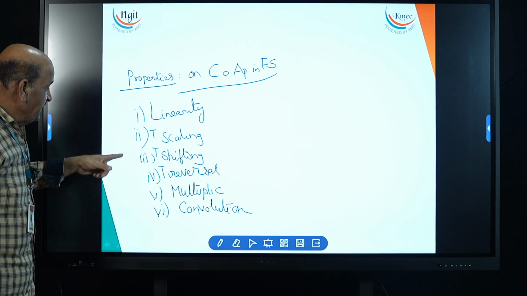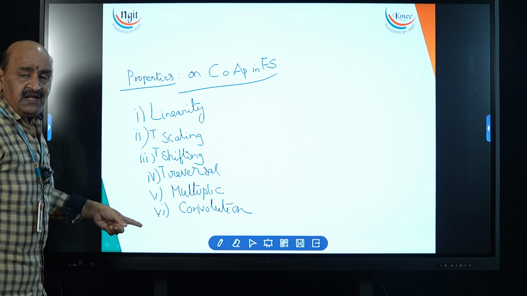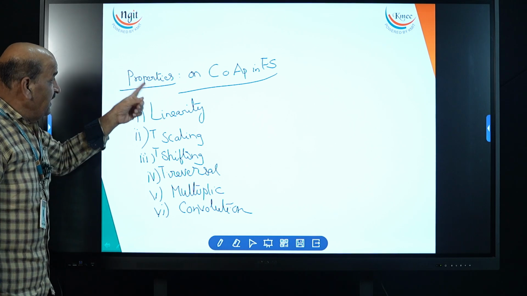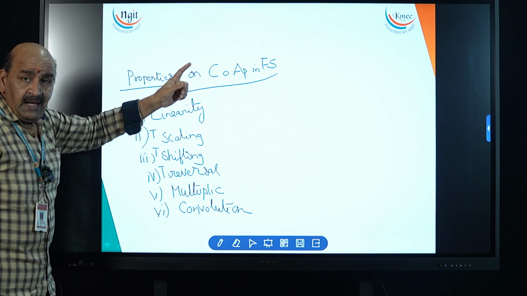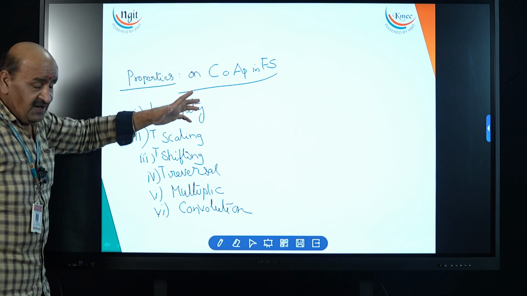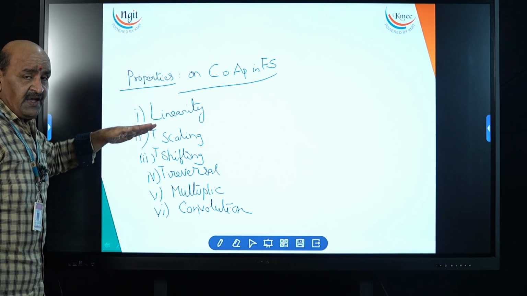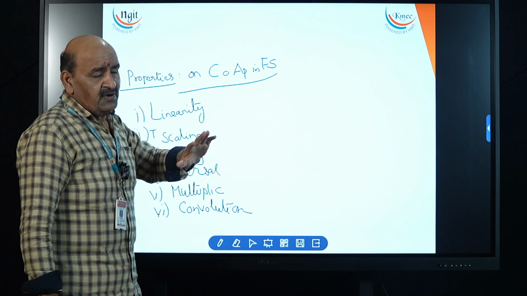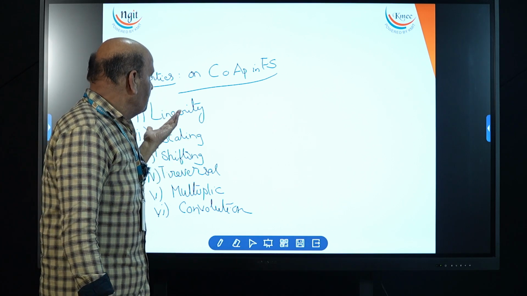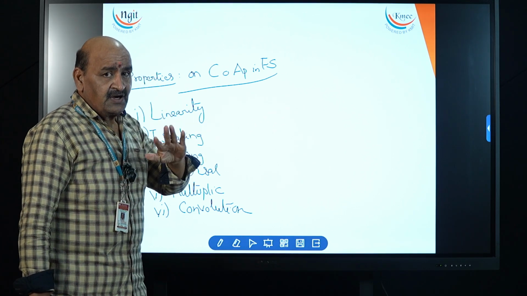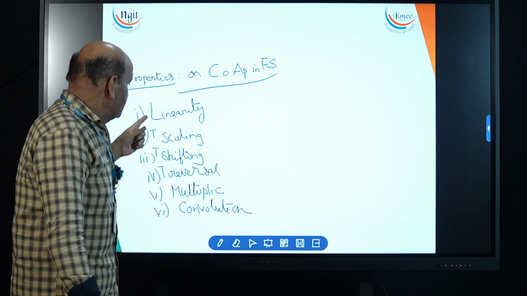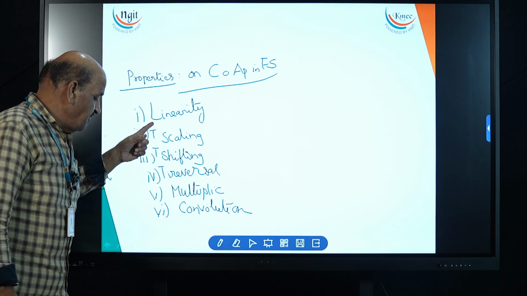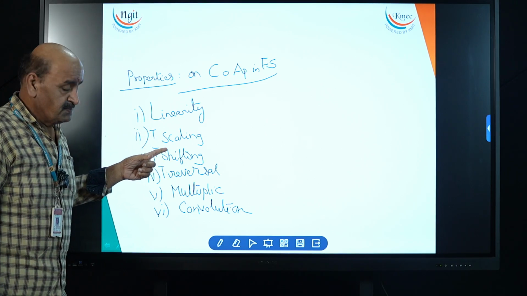We are going to discuss all these properties under coefficient of approximation in Fourier series. Actually, a question we can expect on this topic is only for 2 marks, or maximum 3 marks, not more than that. Now, let us discuss each and every property individually.